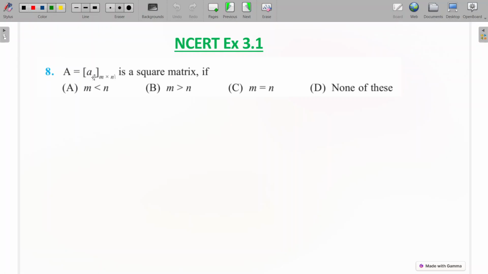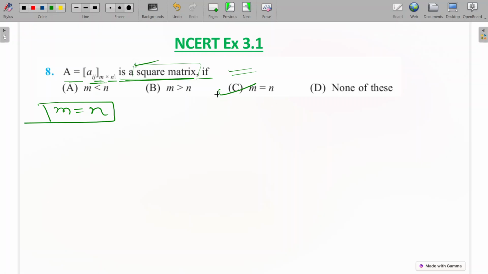Next slide is showing a general MCQ question. A equals aij, m cross n, is a square matrix if. So we have previously seen in our previous lecture that for a matrix to be a square matrix, the number of rows equals the number of columns. So m should always be equal to n, then only we can say it is a square matrix. So C is the correct answer here.